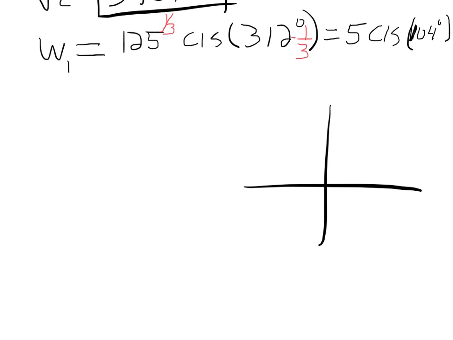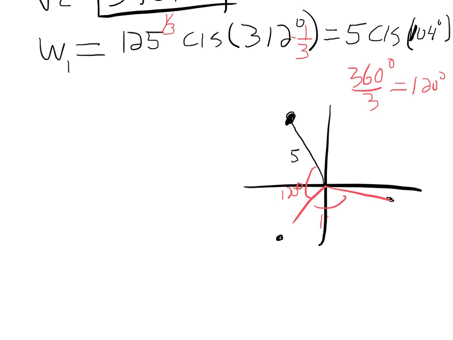So where is this? 104 degrees. It's out here somewhere. There's the dot right there, and that's out 5. Okay, the key to cube roots in the complex plane is they will be equally spaced. So there's another one here, and there's another one here, and they are equally spaced. In other words, 360 degrees divided by 3 for cube roots is 120 degrees. They are 120 degrees apart from each other. Cube roots will always be equally spaced.